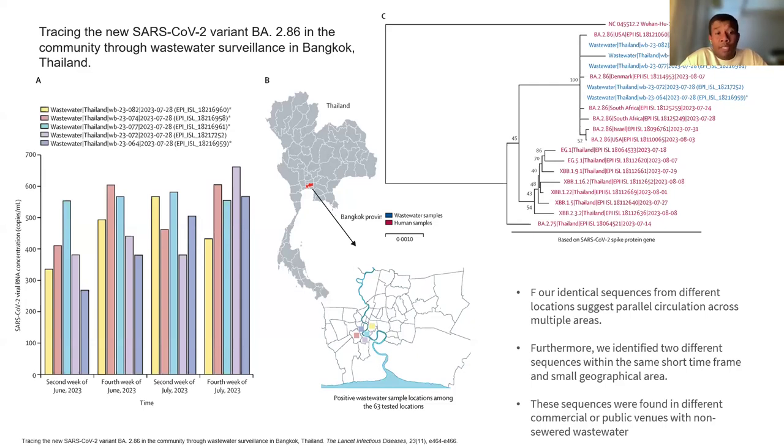And also the uniqueness of this is that these locations showed different genetic relationships. So it means that within small geographical locations and a short time frame, we can see how the variants are changing. And this difference you can only see in a non-sewered water surveillance setting, so we can get samples from unique locations and those differences can be highlighted. This work was published in Lancet Infectious Diseases.